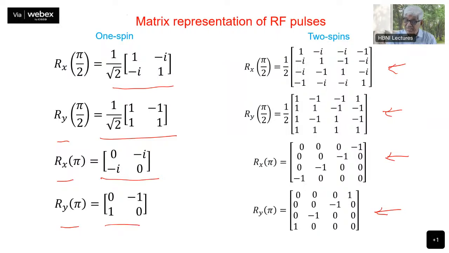Notice here, in this case, you have a mixture of i and minus 1. And here it is all pure numbers. Here are the complex ones. Same thing will happen in the case of Rx. Here there is no such term.